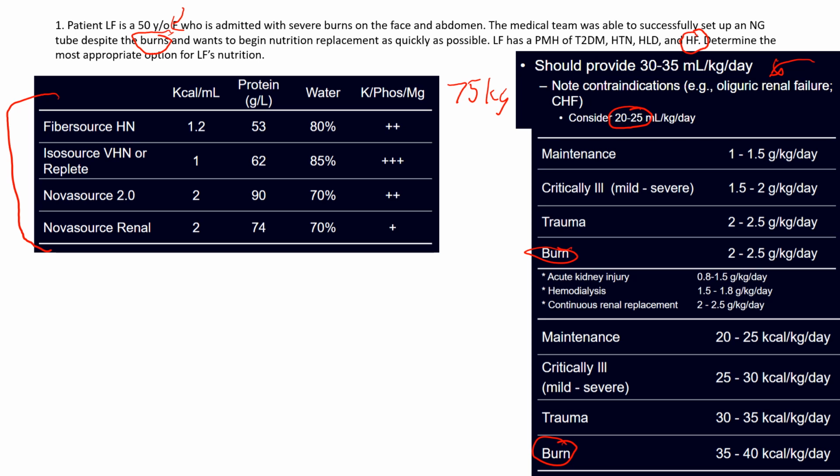So we have a range. We have 75 kilograms times 20 to 25 milliliters per kilogram. And with that, we get a range of fluids we can replace. And we get between 1,500 and 1,875 milliliters per day.